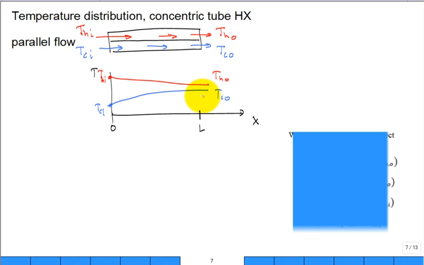Somebody says the hot hasn't gotten quite to the temperature of the cold out, has it? Let's make this a very, very long heat exchanger. There it is. Now L is way out there. Could you ever have the hot coming out lower than the cold coming out?